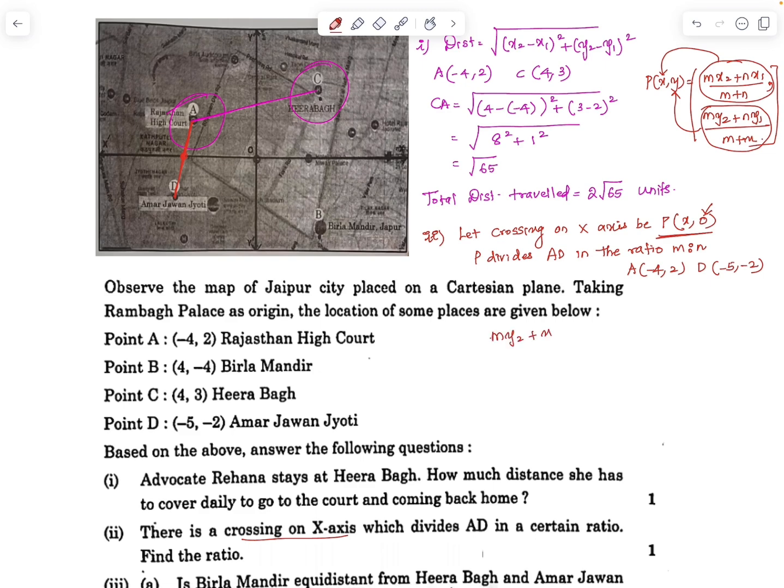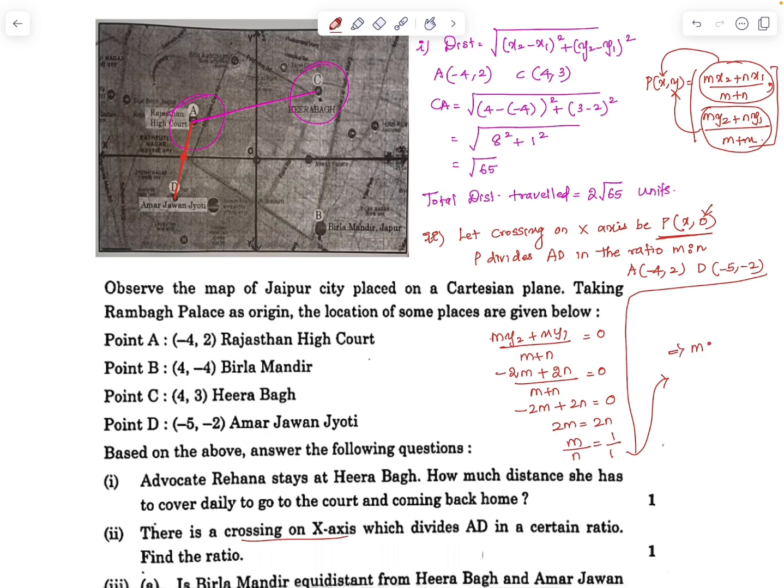my2 plus ny1 by m plus n is equal to 0. y2 is minus 2, so minus 2m plus y1 is 2, 2n upon m plus n equal to 0, that is m by n is equal to 1 by 1, which implies m is to n equal to 1 is to 1. This implies that P divides AD in the ratio 1 is to 1, which means that P is the midpoint of AD. That is, the crossing is midway between A and D.